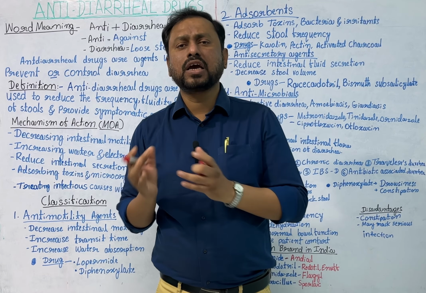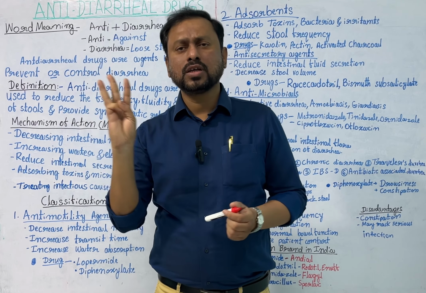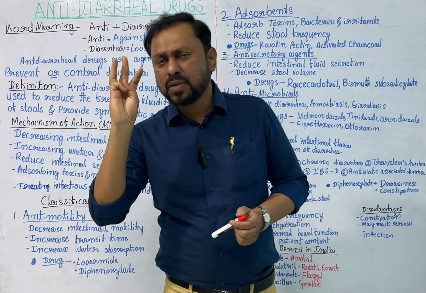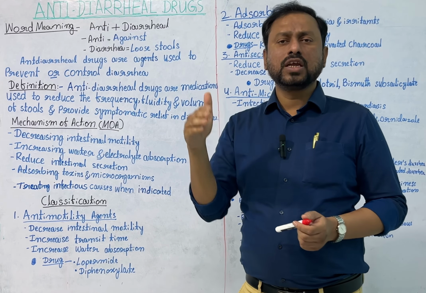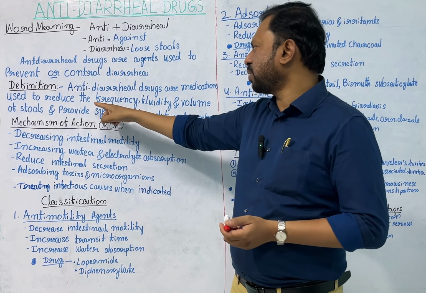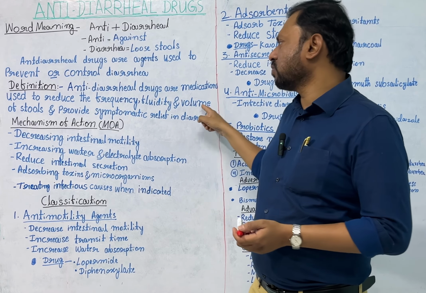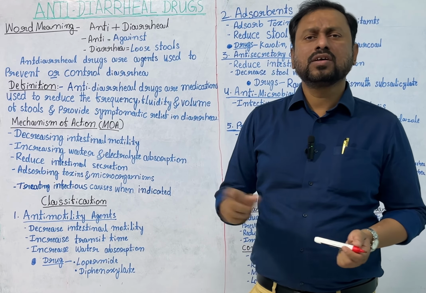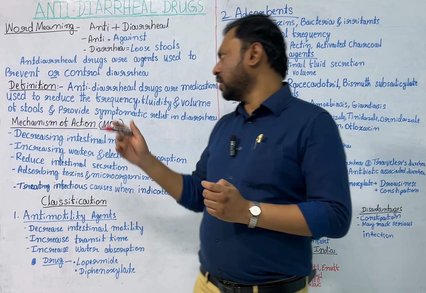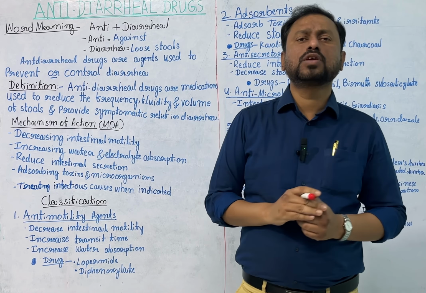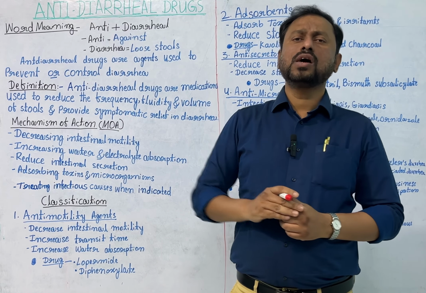Here in the definition, it is clearly told there are three things it is doing. The medicines or drugs which reduce the frequency of stool, and second, the fluidity, third, the volume, the quantity. First is the frequency, meaning again and again the patient is passing the stool. Second one is the watery stool. Third one, quantity of the stool is reducing. Those drugs are called anti-diarrheal drugs, and they also provide symptomatic relief from the diarrhea. This is about the definition.